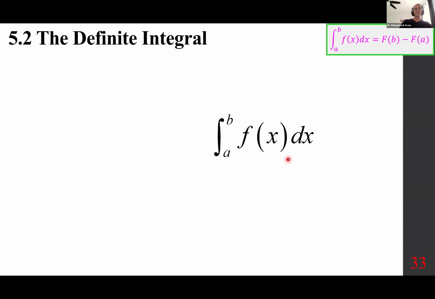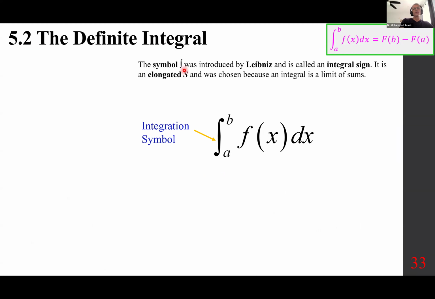So the definite integral. Let's see what we have here. Integration symbol. The symbol was introduced by Leibniz and it's called the integral sign. It is an elongated S. Take a look, an elongated S, and it was chosen because an integral is a limit of sums.